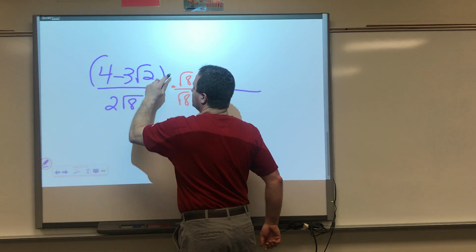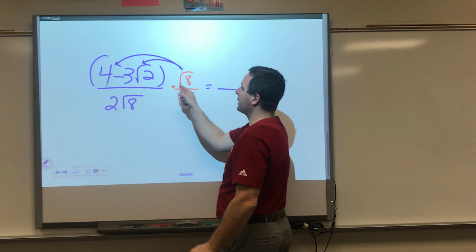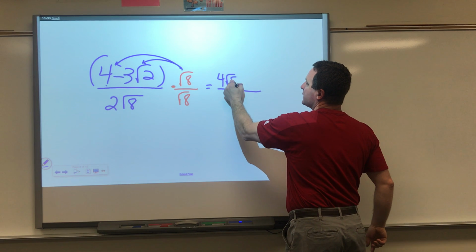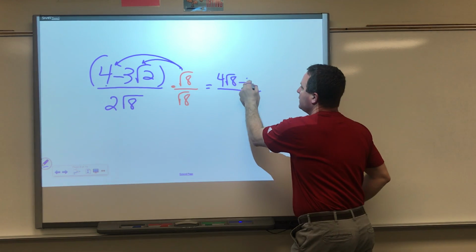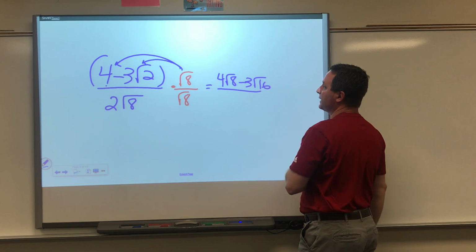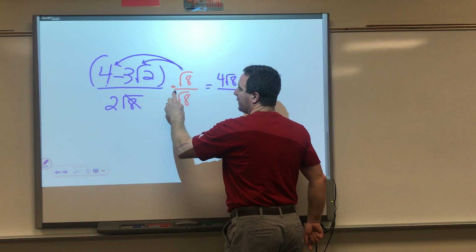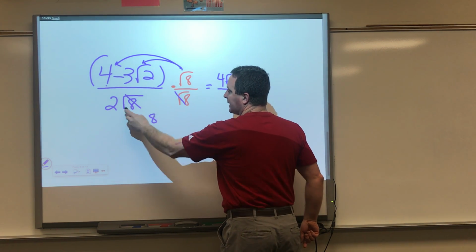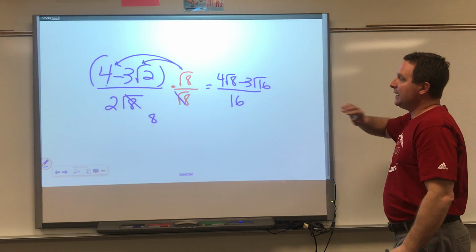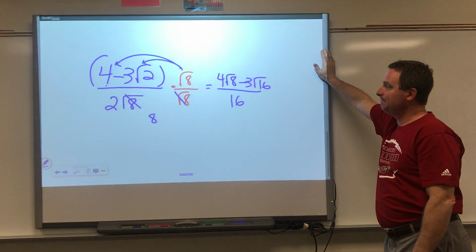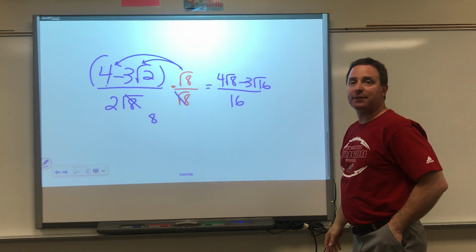My numerator, I'm going to have to distribute. The 4 out front becomes 4 square roots of 8, and this becomes negative 3 square roots of 16. Okay? My denominator, the square root of 8 times the square root of 8 turns into a big 8, and 2 times 8 is 16. Okay, so I got rid of that radical in the bottom. It's not down there anymore. But I have a couple radicals up here in the top. Let's see if they can be reduced at all.